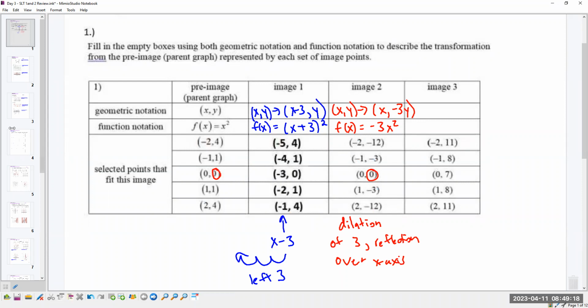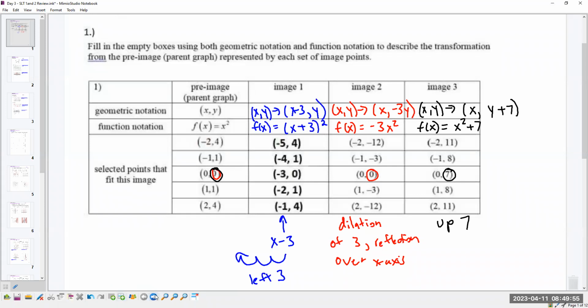For image number 3, again, I notice that the x values are the same as the pre-image, as the parent function, but all the y values have increased. And again, I'm looking at that 0 value, which is now a 7. That's really the key that tells me, and I just double check it with the 1 and the 8, that this graph has moved up 7. So we're going from (x, y) to (x, y + 7). And our function is simply x squared plus 7.